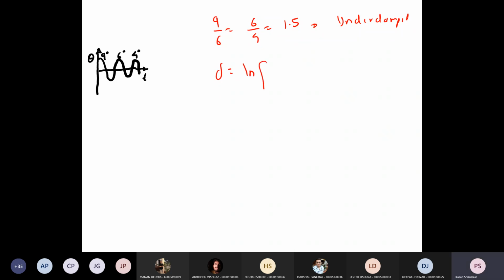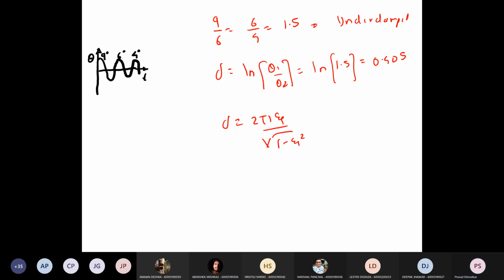Natural log of X1 upon X2. So these are all thetas. Okay, X1, theta one by theta two. Alright, so any adjacent amplitude, and you have to take a ratio, and that comes out to be 0.05. Okay, and that is equal to twice pi zeta upon square root of 1 minus zeta square. See, it is a torsional system, but the equations will remain the same.